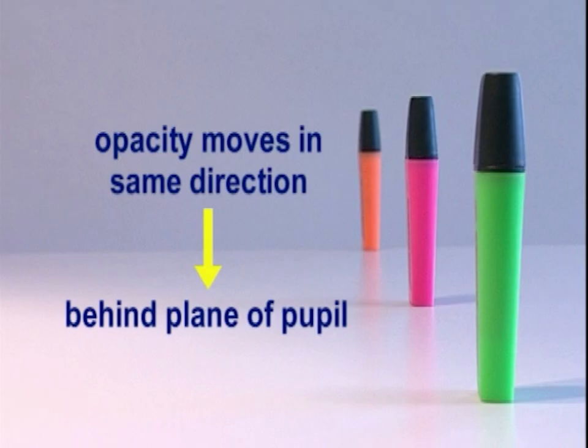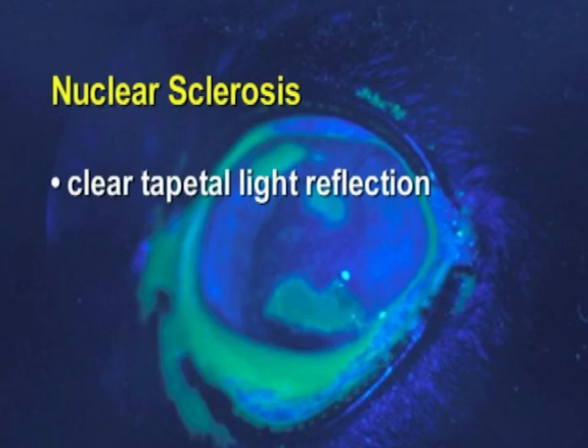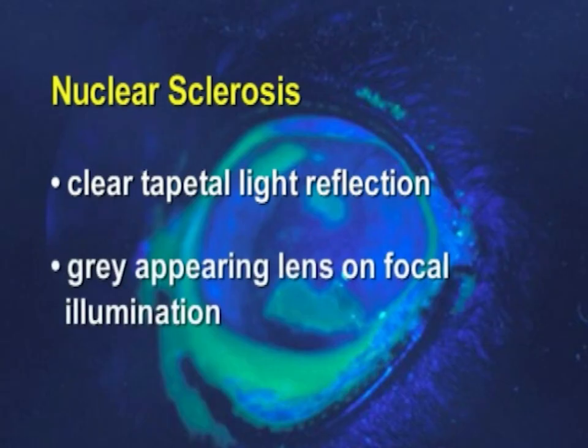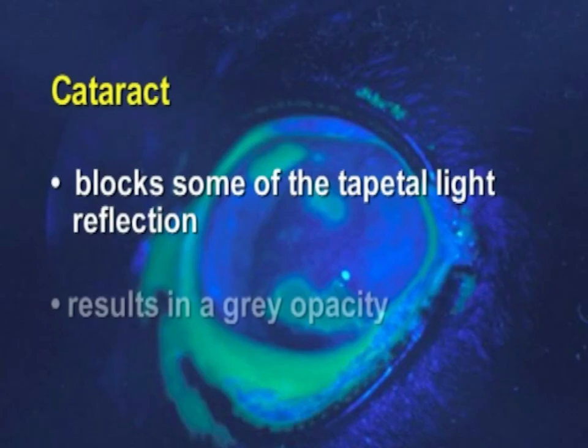This technique can be used to help differentiate nuclear sclerosis from cataract, as the nuclear sclerosis will still have a clear tapetal light reflection despite the obvious grey appearance of the lens on focal illumination, whilst cataract will block some of the tapetal light reflection, resulting in a grey opacity.